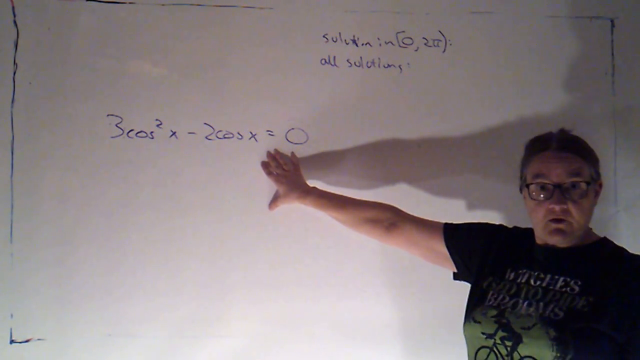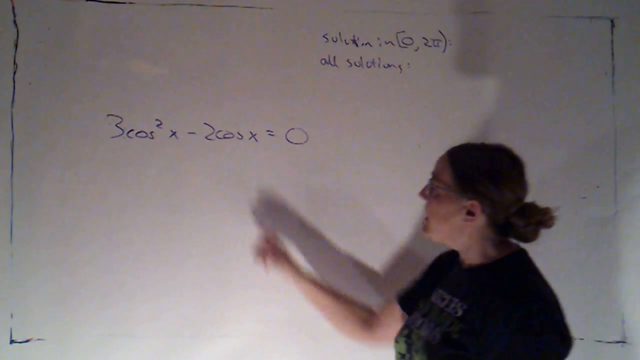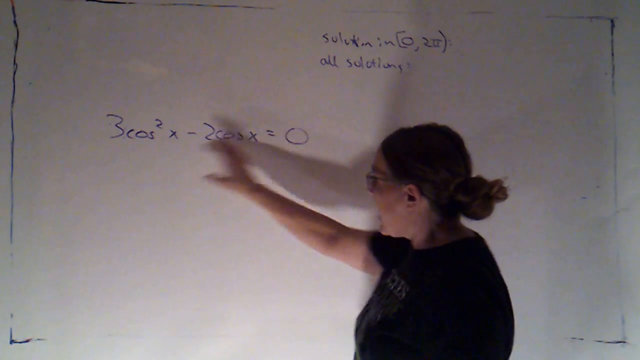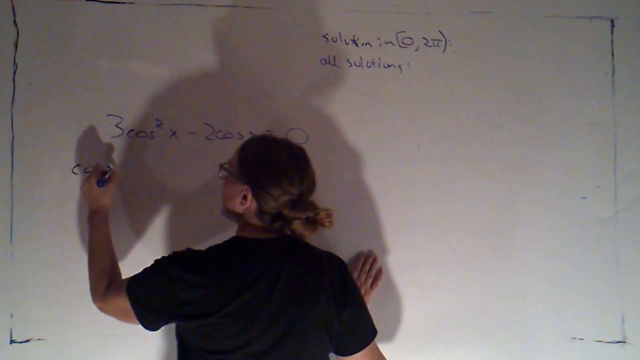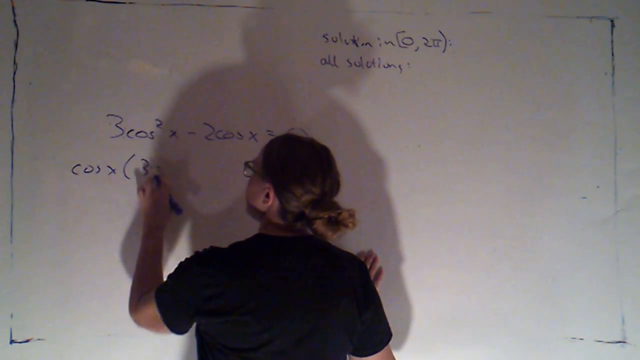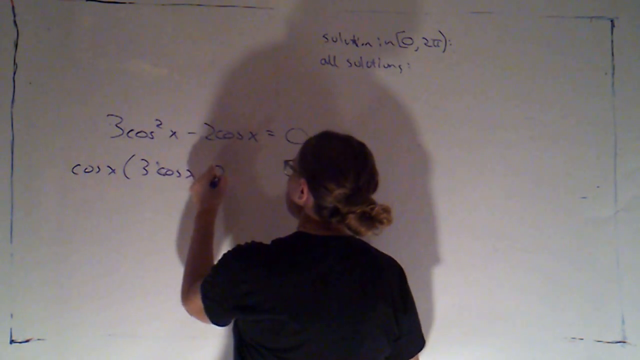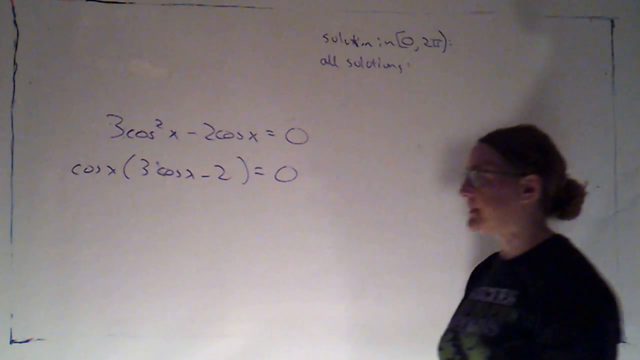I've got a problem similar to the one that we did last time. It's set equal to 0. I see I've got some cosine squared, so I'm going to try to factor. Looks like I can factor out a cosine of x. And that would give me cosine x times 3 cosine x minus 2 is equal to 0.